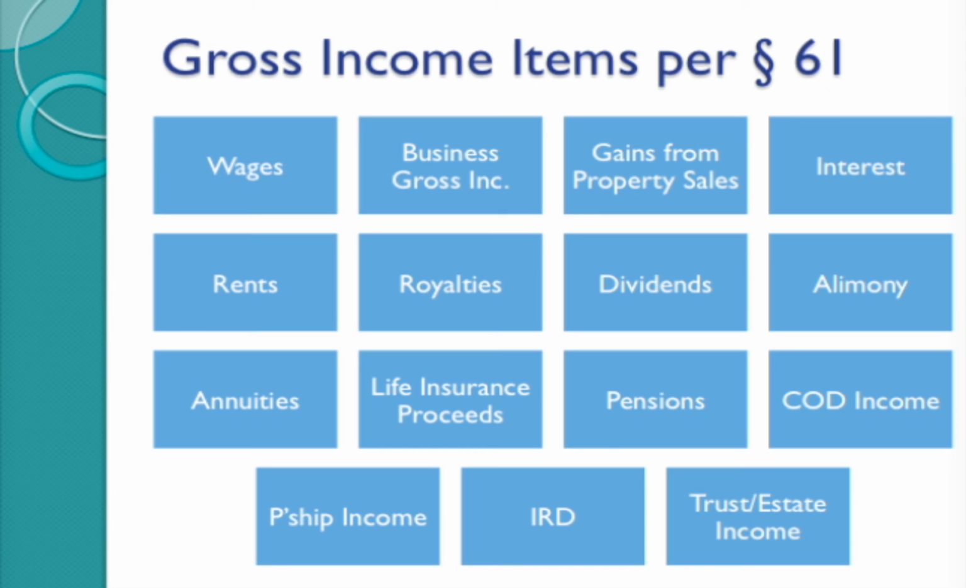These are some of the explicitly stated items that are included as income, but again, it is probably safer to say just include everything and familiarize yourself with whatever the exceptions may be.